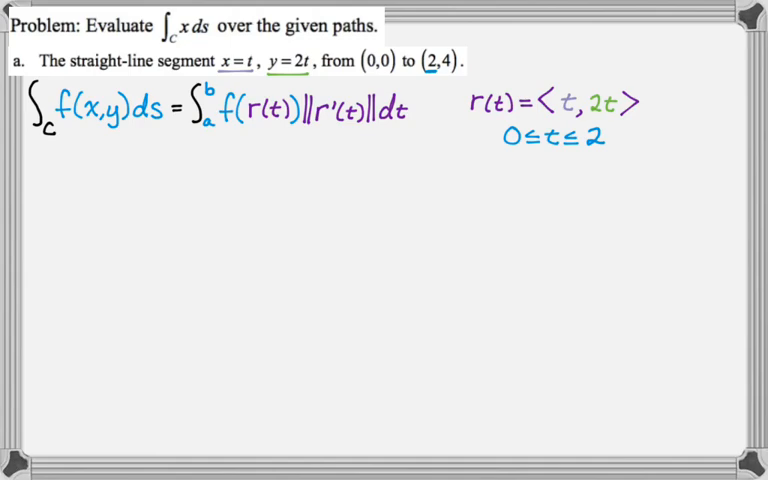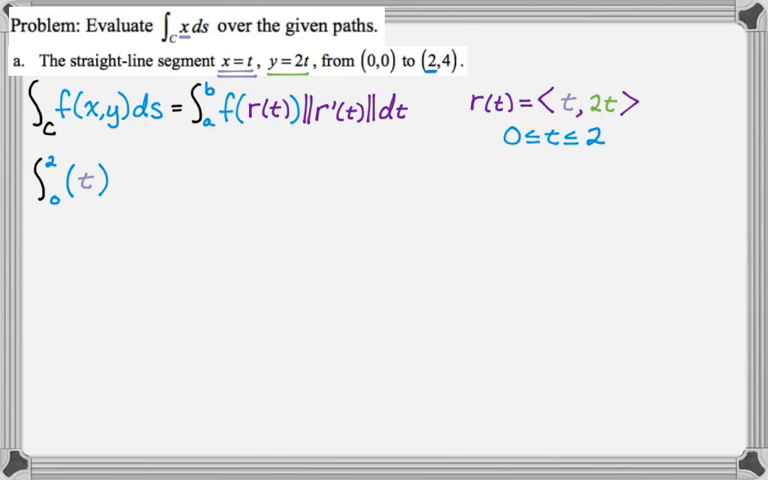I'm going to start writing my line integral. So it's going to be the integral from 0 to 2. And then we need to parameterize this function. So the function f of x, y in this case is actually just x. So right there, and then I know that x is equal to t because that was given to me. So I'm just going to write t. And that's the entire function. We're done. We move on to the ds portion.